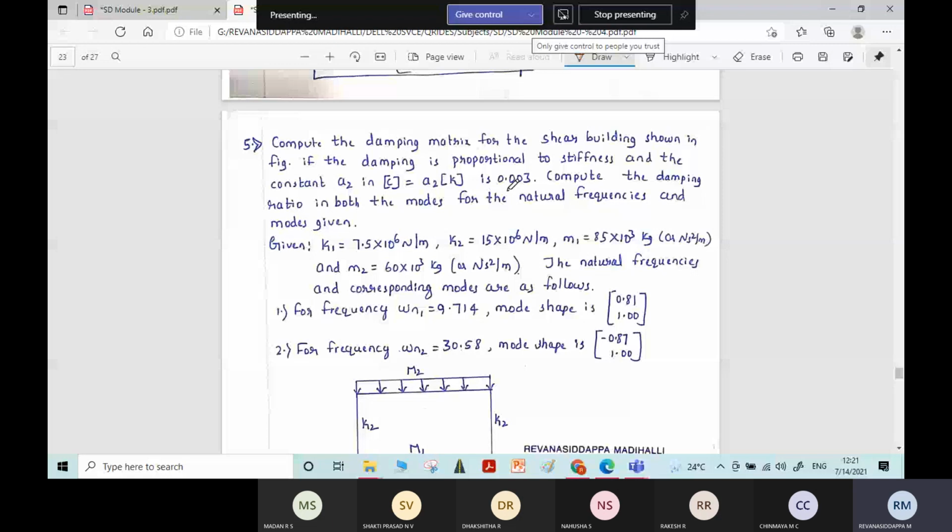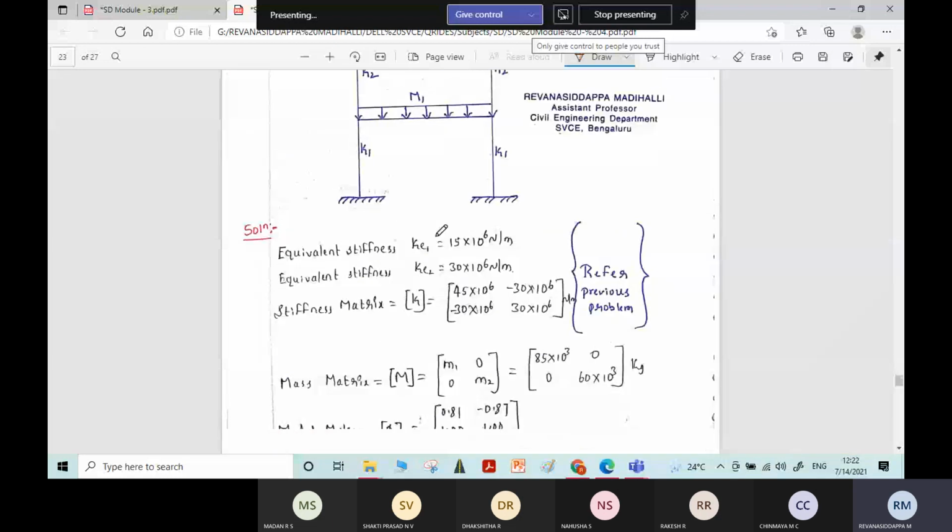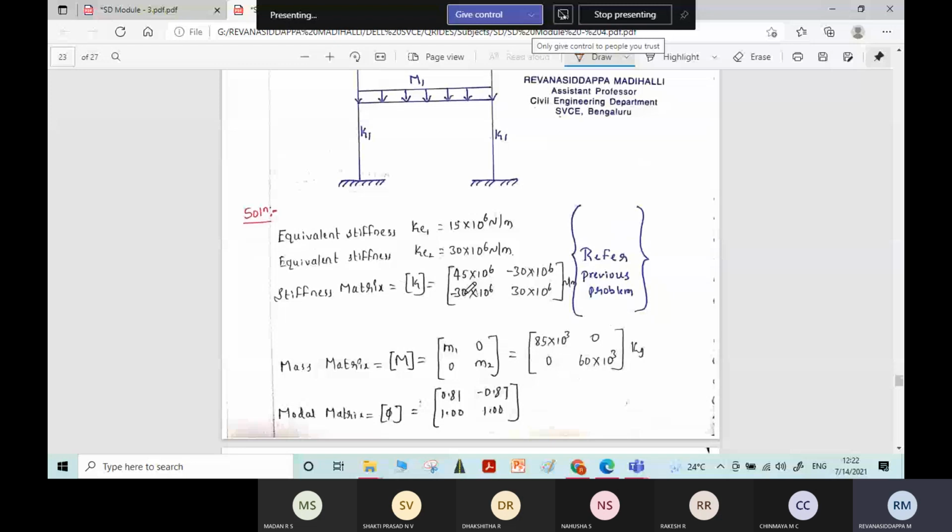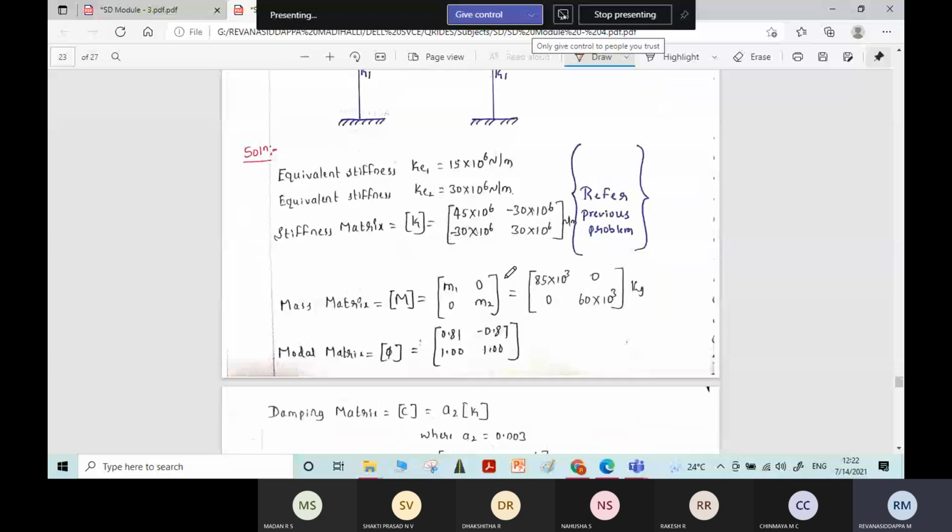Required parameters are given in the problem, and the equivalent stiffness is identified. The data given is similar to the previous problem only. That is why I have directly taken the stiffness matrix, the mass matrix, and the modal matrix, which are the same. Whatever data is given is similar to the previous problem.